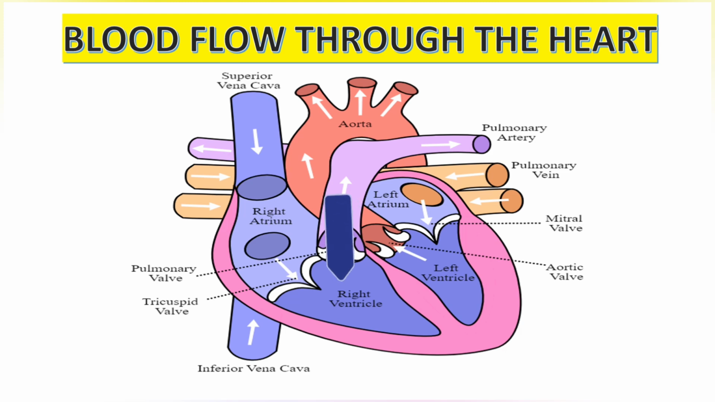Valves open and close passively in response to pressure changes in the atria and ventricles as the heart contracts and relaxes. When the right ventricle is full, the tricuspid valve closes to prevent blood flowing back into the right atrium. From the right ventricle, blood cannot go directly to the left side of the heart. Heart can only pump out blood, but it cannot purify the blood. So it has to go to the lungs for purification.